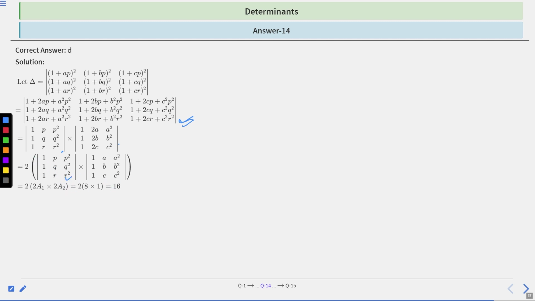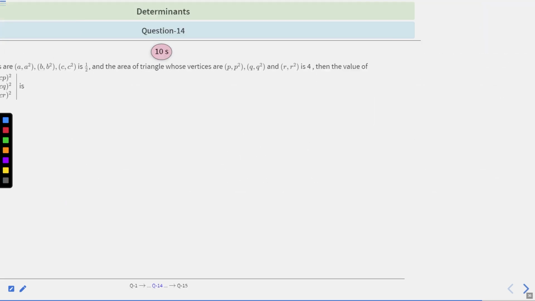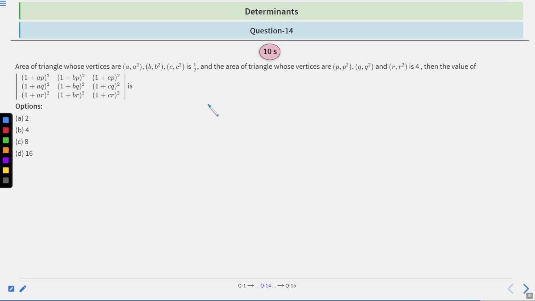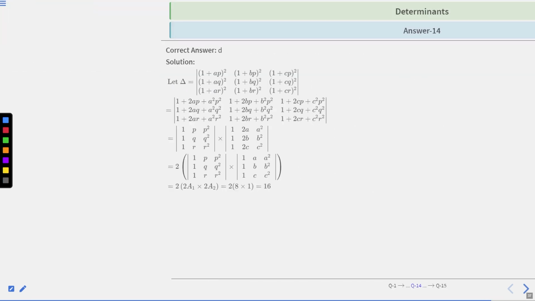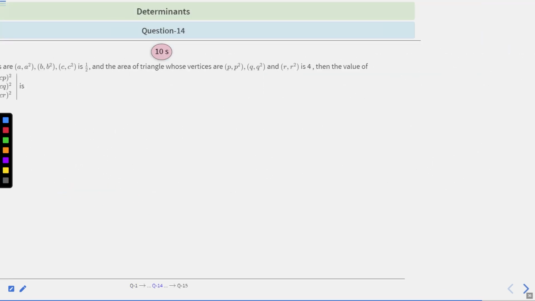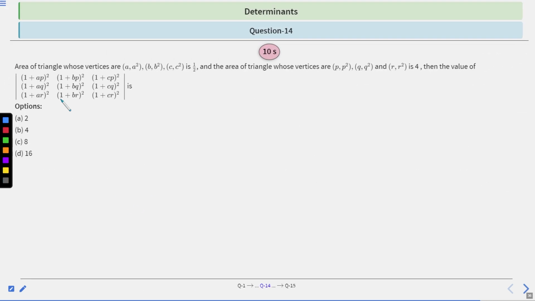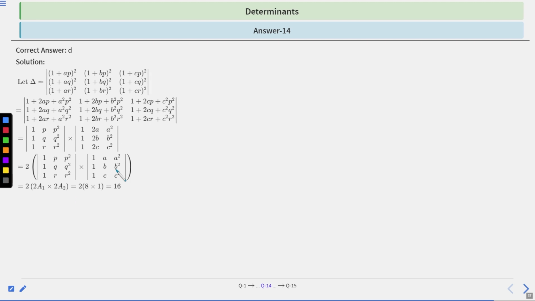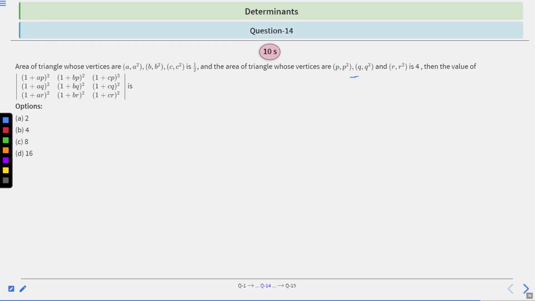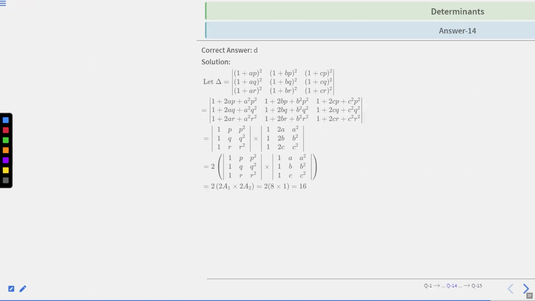Now we know that this determinant is basically 2 times area 1. This is 2 times the area of this triangle. And this determinant is 2 times the area of this triangle A2. So this is 2 into 2 into 2, 8 times A1 A2. A1 is basically 1 by 2 and A2 is 4. So 8 times 1 by 2 into 4. So the answer is 16. Option D is the right choice. Clear? 16. Let's move to the next part.